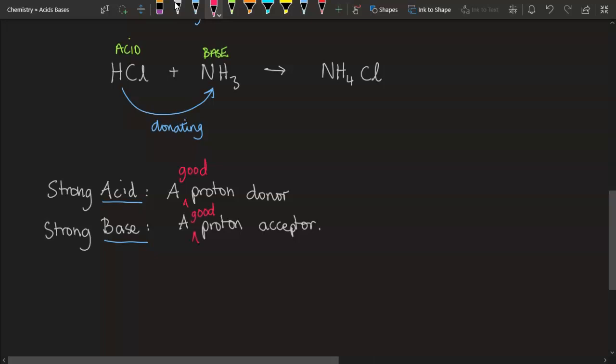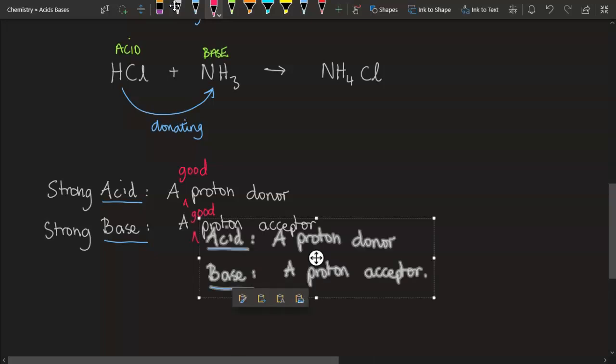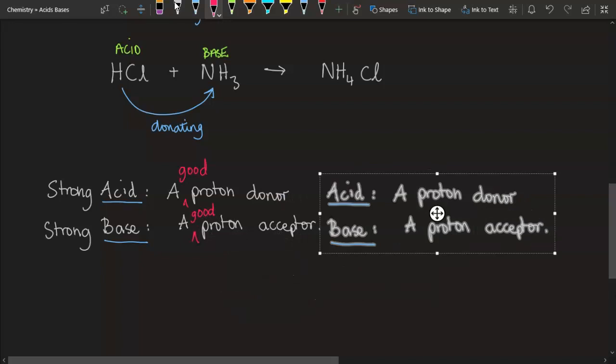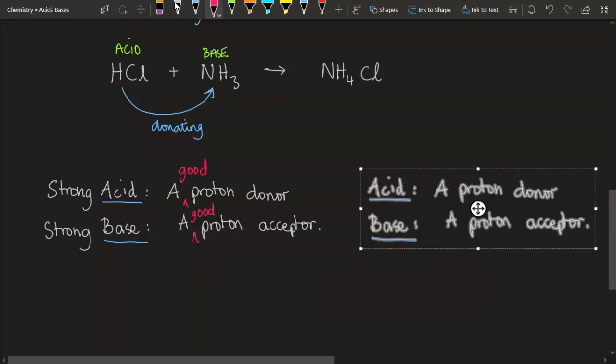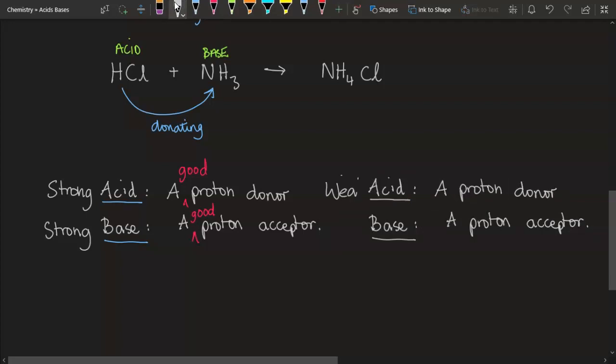And then on the other side, you will also have the opposite for a weak acid and base. So a weak acid and a weak base. And this one here is going to be a poor proton donor and poor proton acceptor. And that ends the Bronsted-Lowry video.